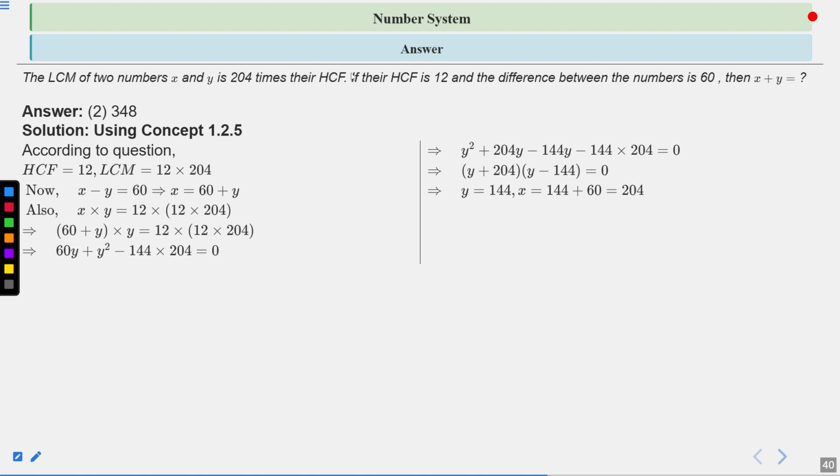So x will become 144 plus 60, which is 204. Now the question requires the sum of x plus y, so we just add up. x is 204, y is 144. When we add, we get 348. So second is the correct answer of this question. Next one.